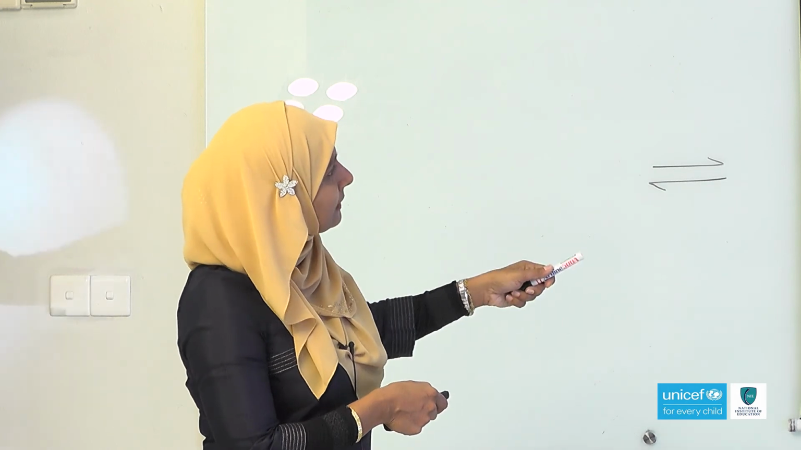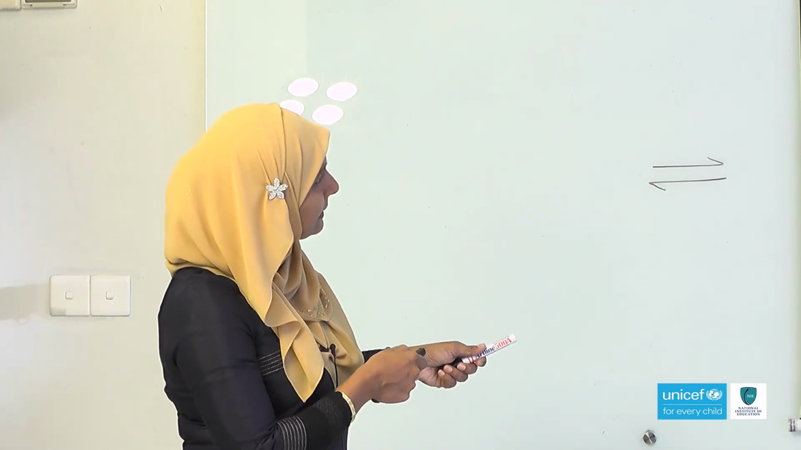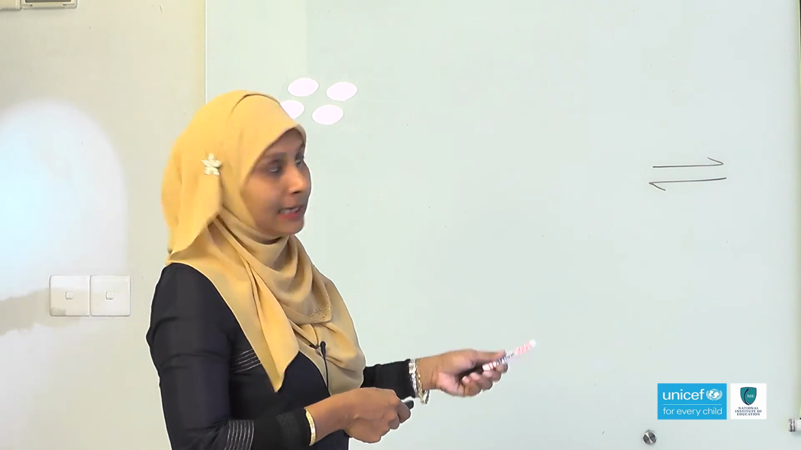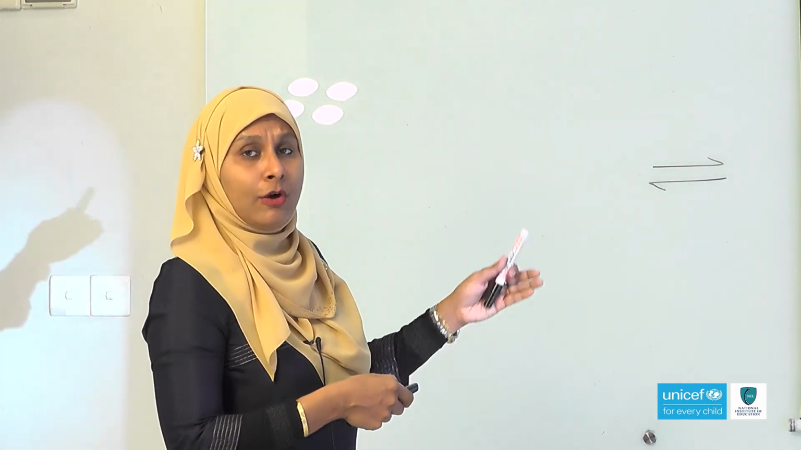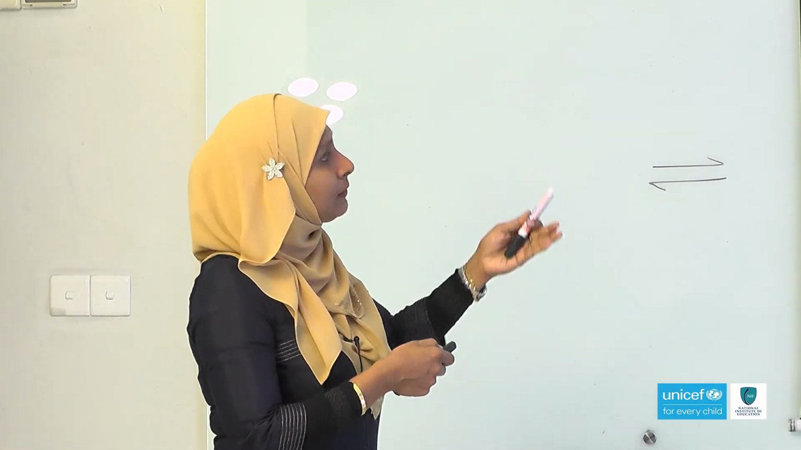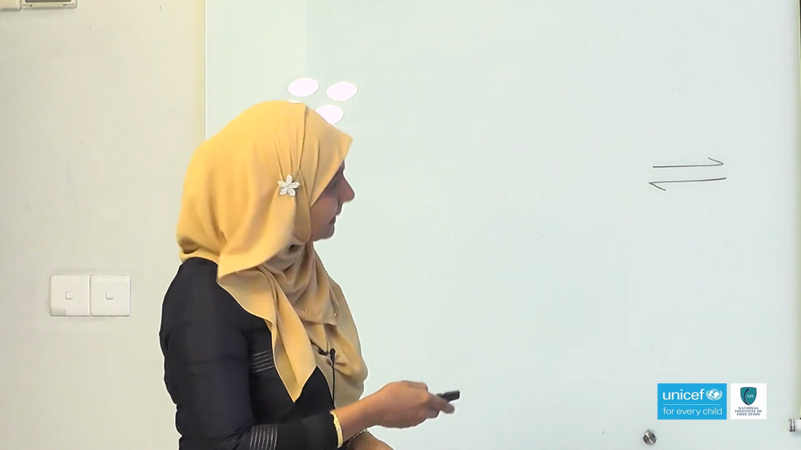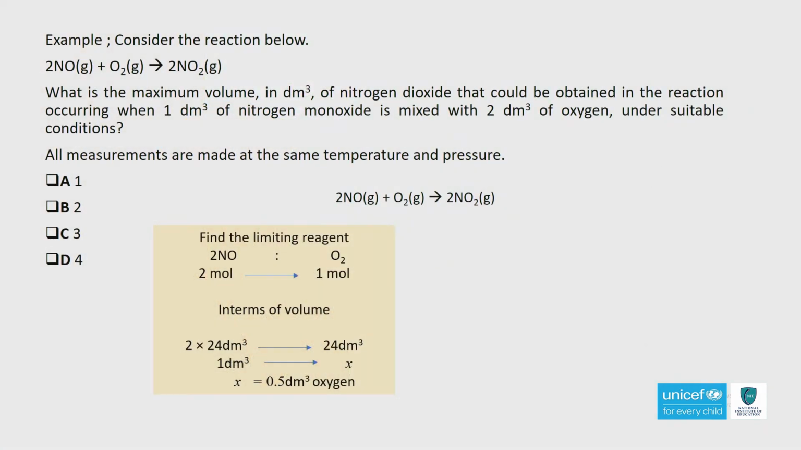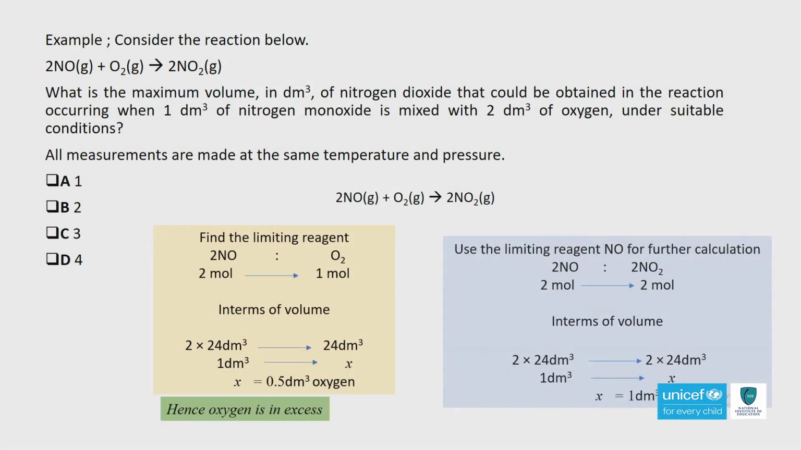Actually, for these calculations, you can either take the nitrogen monoxide to do the calculation, or you can choose the amount of oxygen. It doesn't make any difference; you'll still be able to work out the limiting and excess reagent. Now once you get the limiting reagent and excess worked out, you can do the second step, which is finding the answer for this question. So what is the maximum volume of nitrogen dioxide? Your calculation must be based on the limiting reagent.